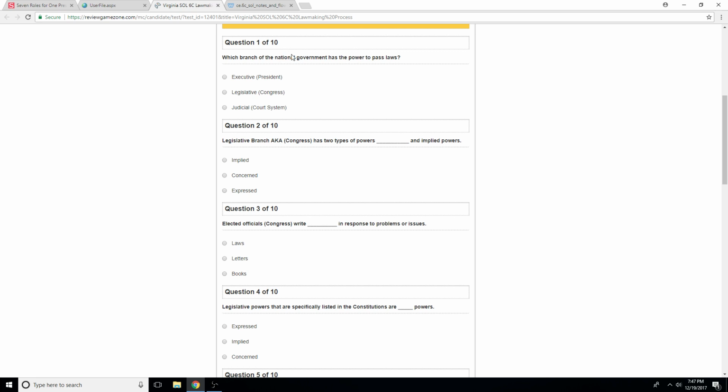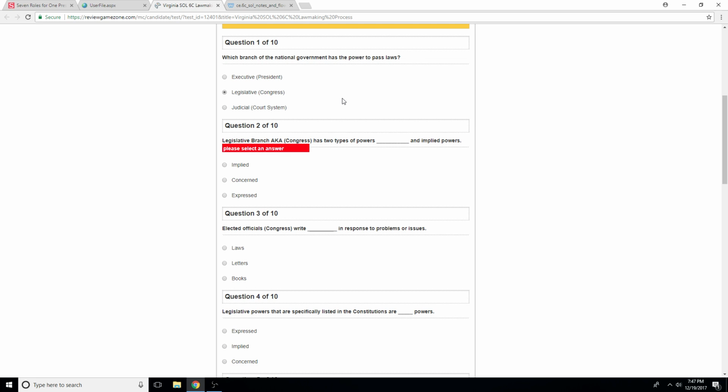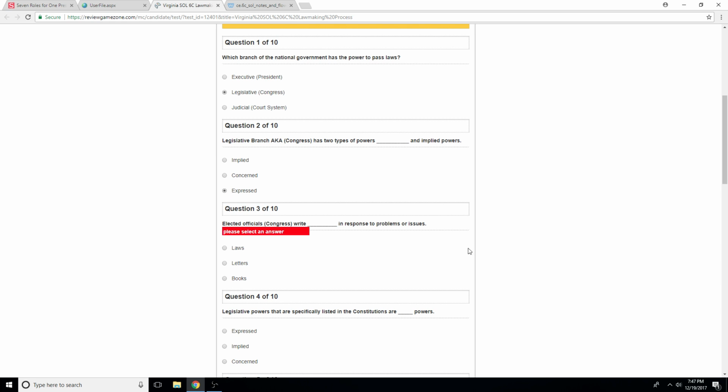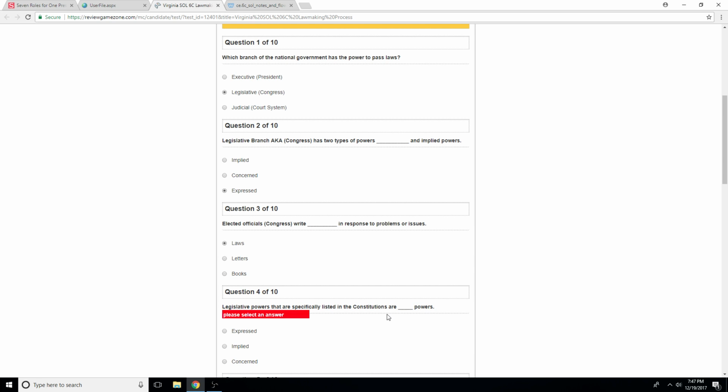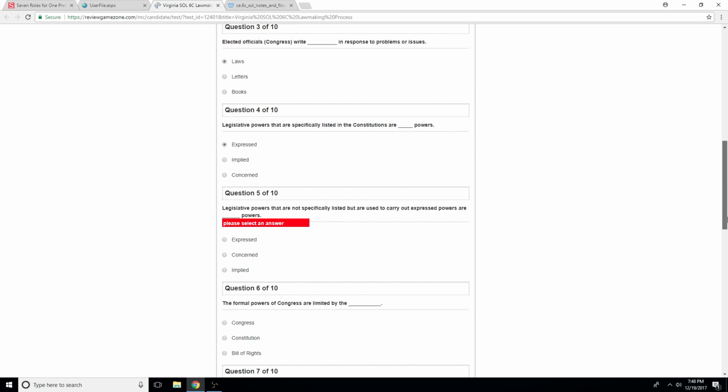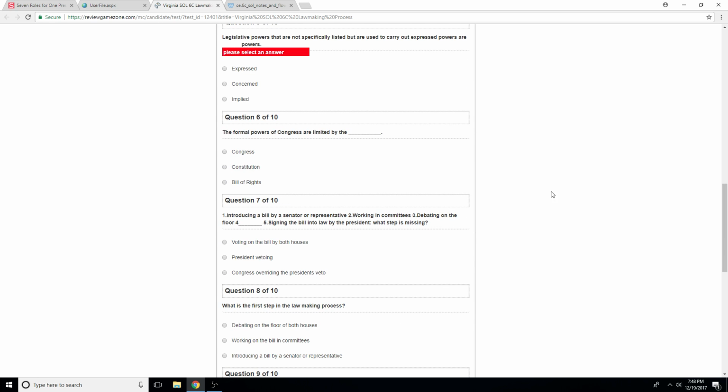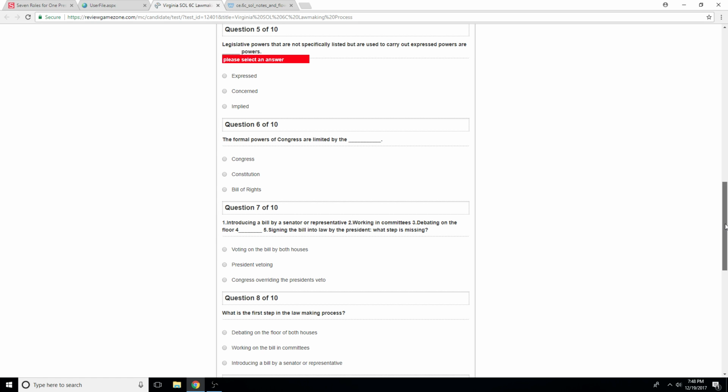All right, which branch of the government has the power to pass laws? The first answer is legislative. The legislative branch has 2 types of powers. As Amy said, it is expressed. Legislative: Congress writes laws in response to problems. And legislative, specifically listed, is expressed. Amy was 4 for 4. So was Jalen. Look at that. Good stuff. All right, let's do 5 through 8 now.